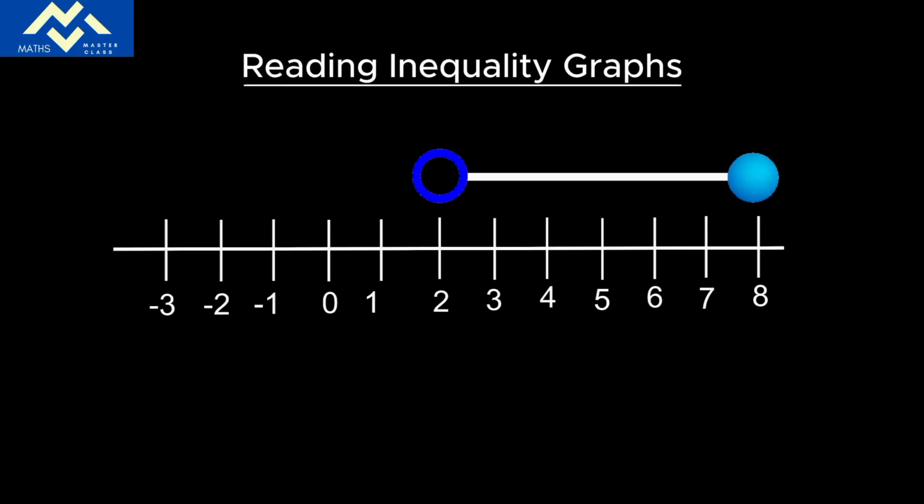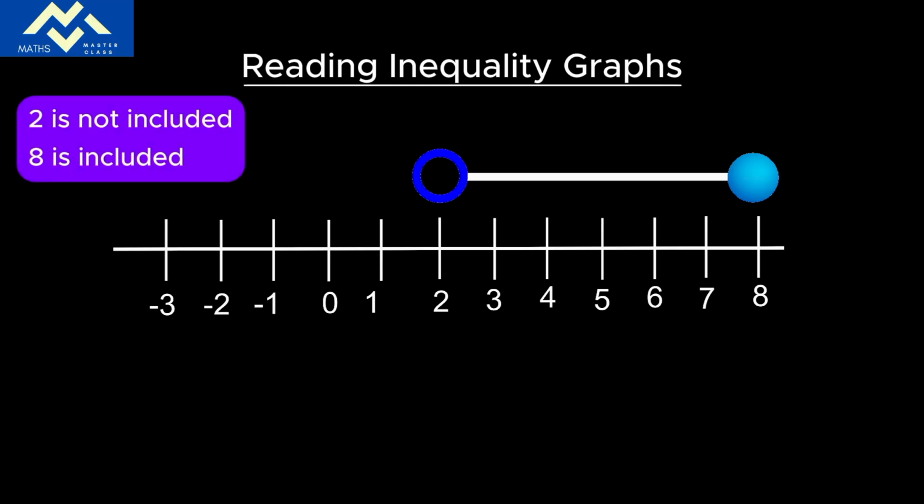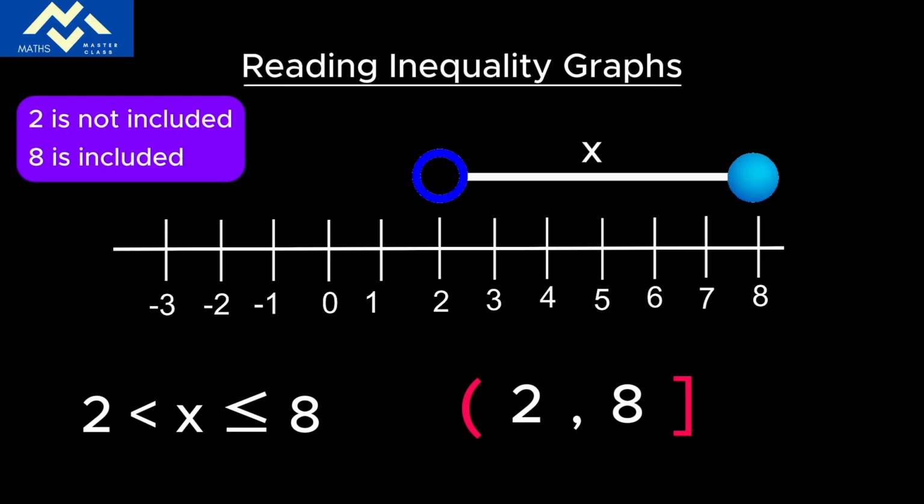Suppose we have an open circle at 2 and a closed circle at 8, connected by a line. The open circle at 2 means 2 is not included. The closed circle at 8 means 8 is included. So x is greater than 2 but less than or equal to 8. This can be written as 2 is less than x, and x is less than or equal to 8. In interval notation, we write round bracket at 2, comma, and square bracket at 8.